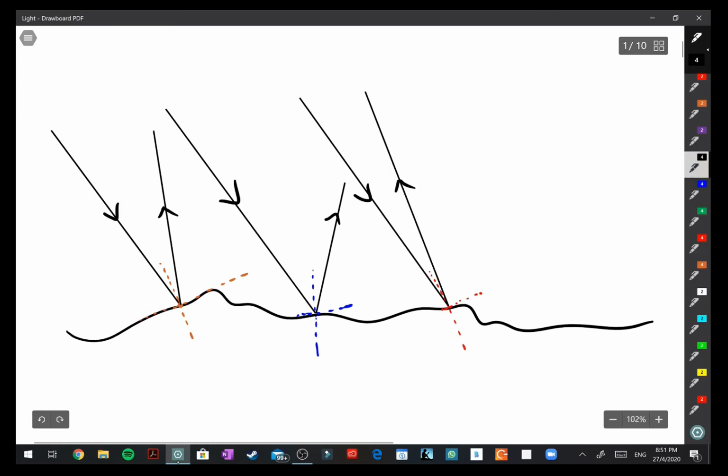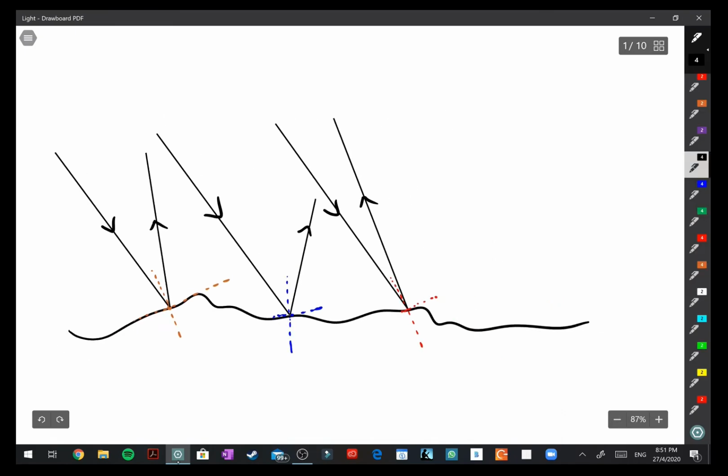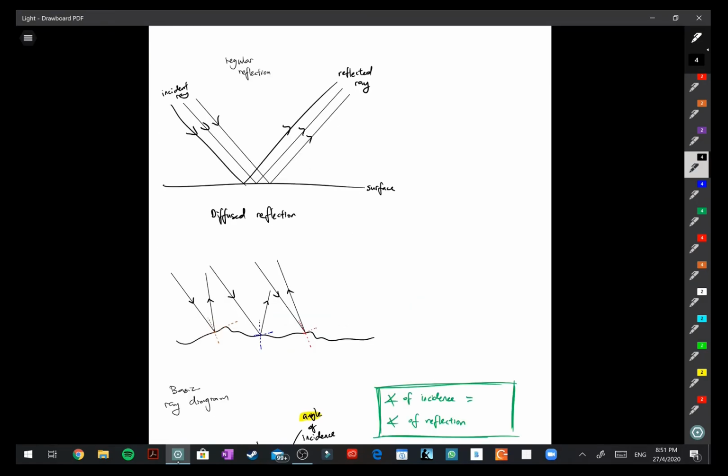In all these diagrams you realize that the angle of reflection and angle of incidence are all equal, yet all the rays are pointing in different directions. That's what I mean by diffuse reflection as compared to regular reflection. One has an outcome where all three rays are pointing in different directions, that's diffuse reflection. The other has all the rays pointing in the same direction, that's regular reflection. This is a basic ray diagram. Please do take note of the details that I went through over here.